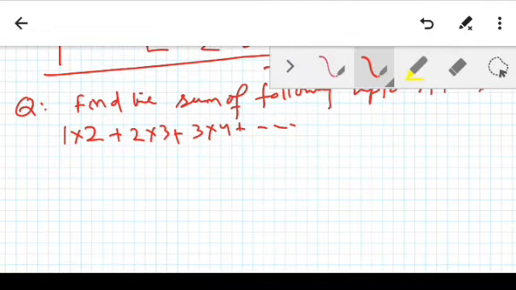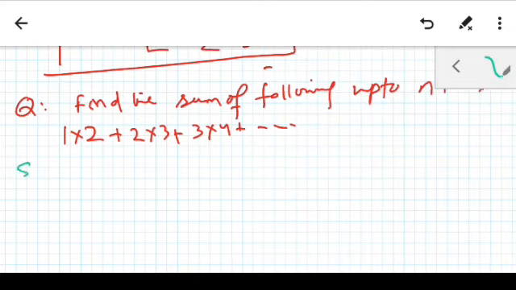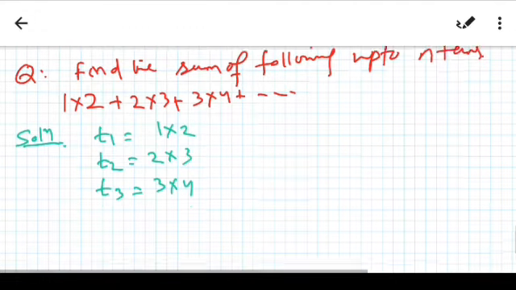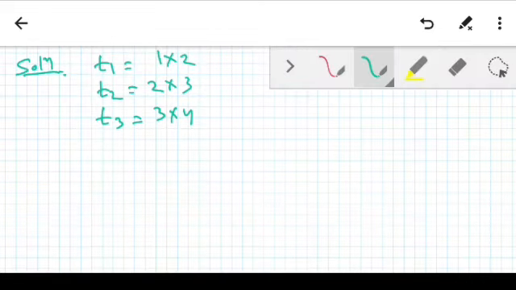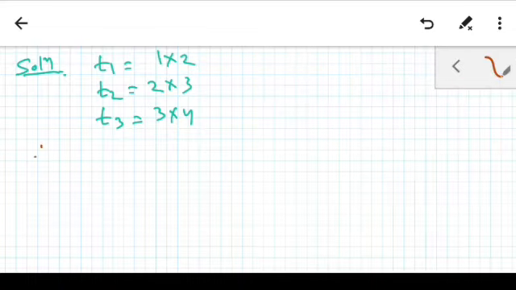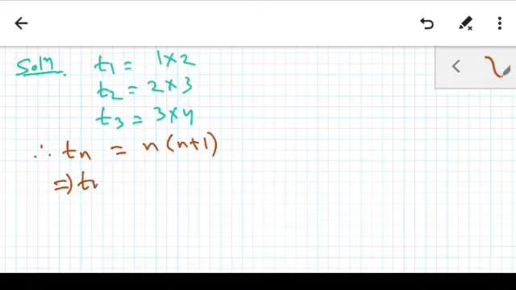So here my first job is to determine Tn. So for that, let me tell you, here I get T1 equal to 1 into 2, T2 equal to 2 into 3, T3 equal to 3 into 4. If I continue like this, at last I get Tn equal to n into n plus 1, and never keep any bracket in Tn, right? Tn को आप ऐसा लिखो, n square plus n.